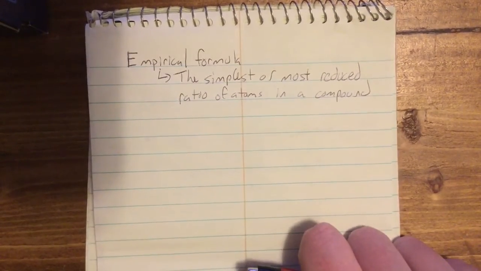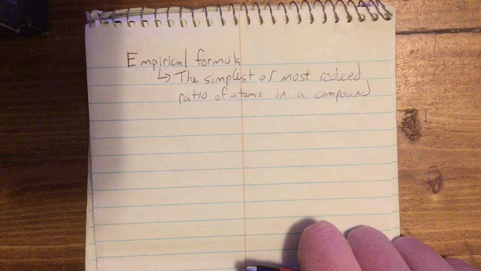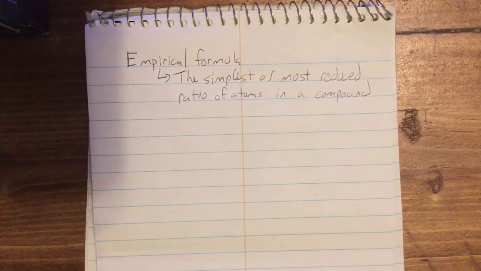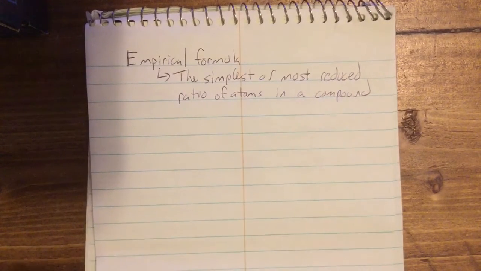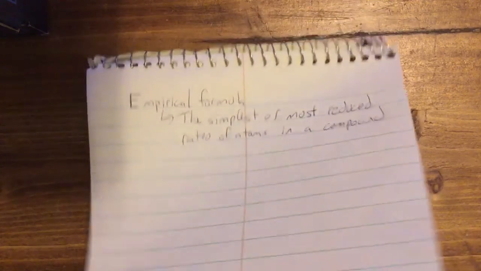Okay, so this is the lecture for empirical formula. Today is December 12th, and what I'm going to show you guys is what the empirical formula is, and then how to calculate it based off of percent composition by mass, which we've learned already. Okay, so basically the empirical formula is the simplest or most reduced ratio of atoms within a compound. It's a way to write it in the most basic way, so the most reduced way possible.